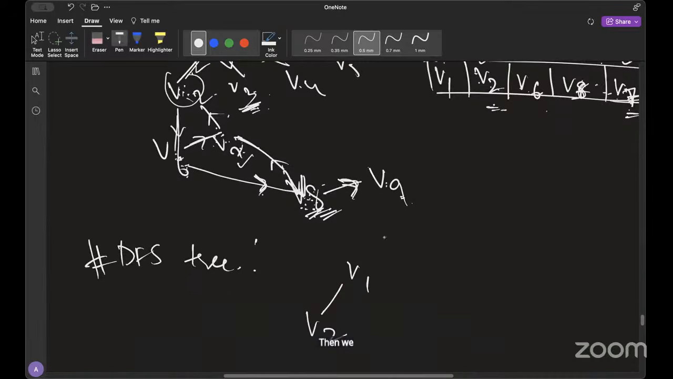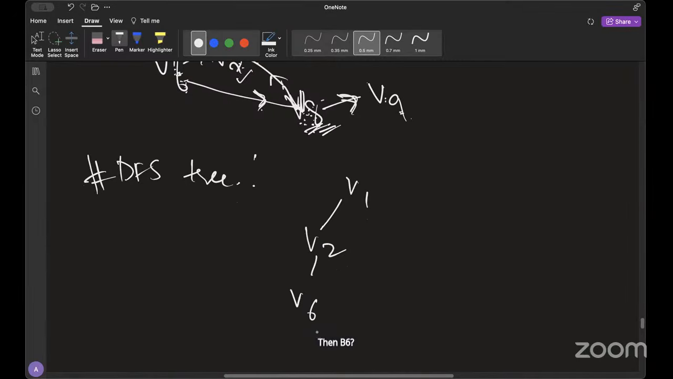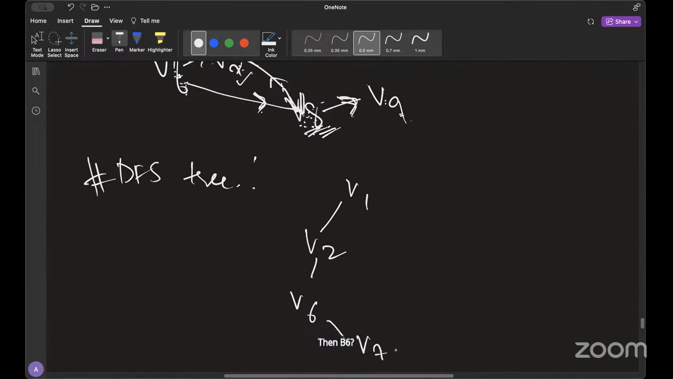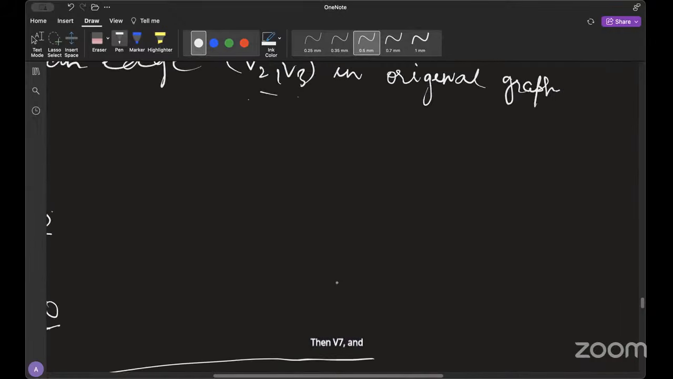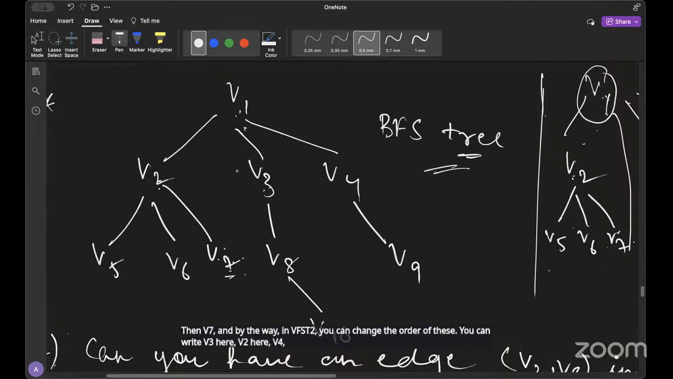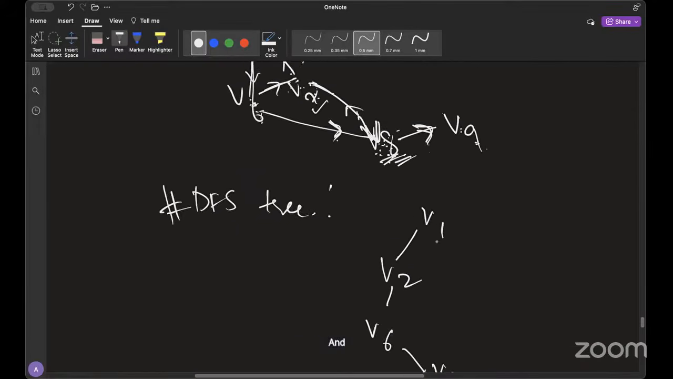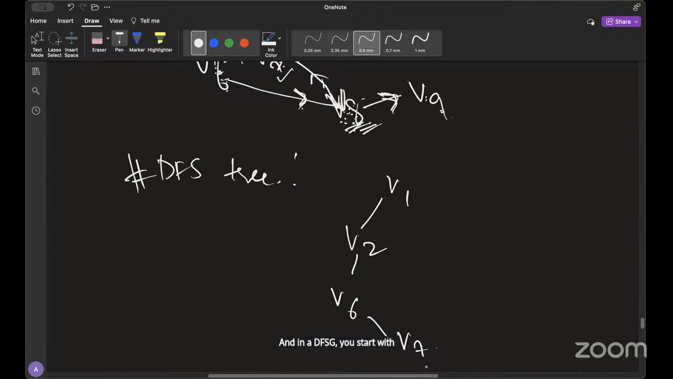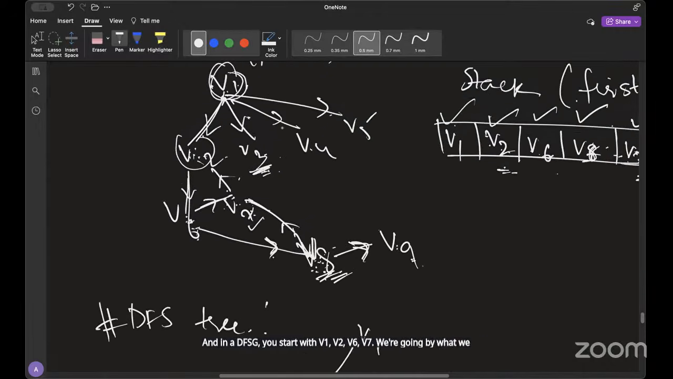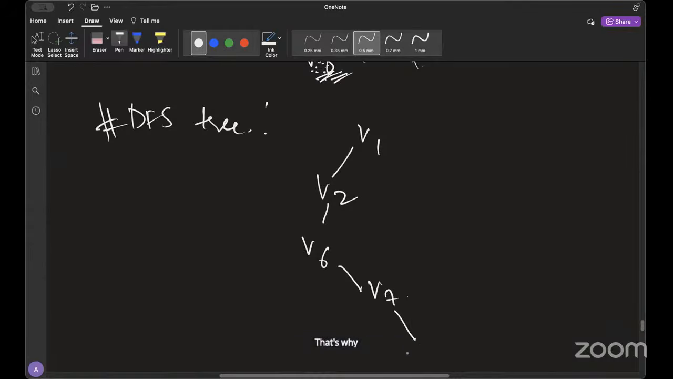Then we have V2, then V6, then V7. And by the way, in a BFS tree, you can change the order of these. You can write V3 here, V2 here, V4. That's not a problem. And in a DFS tree, you start with V1, V2, V6, V7. We're going by what we did here. We went from V1 to V2, then V2 to V6. Then instead of going to V7, we went to V8. That's why we're making it this way.